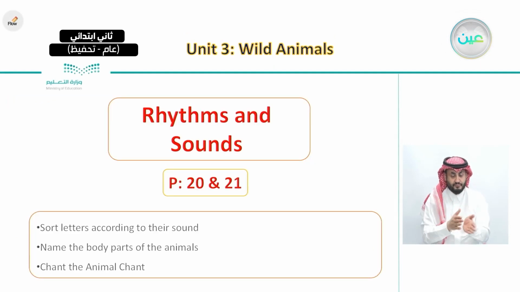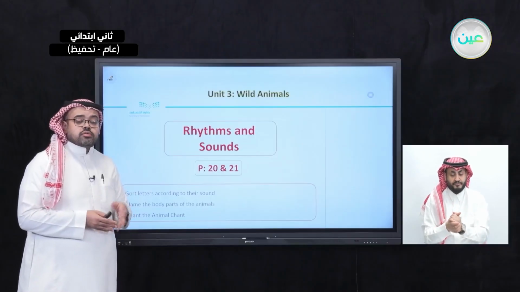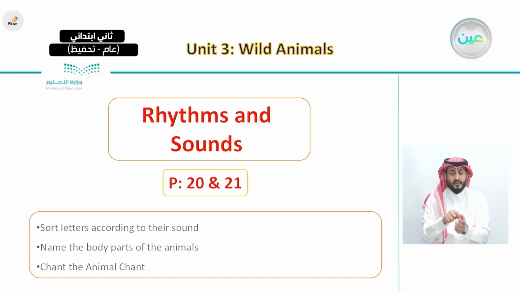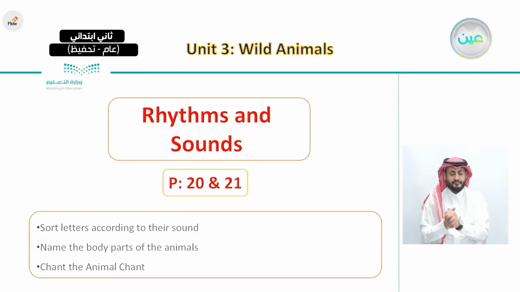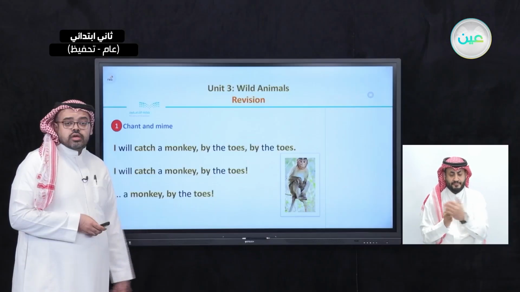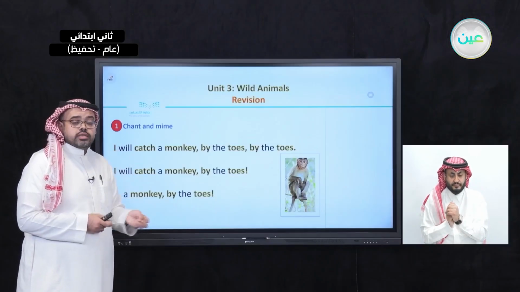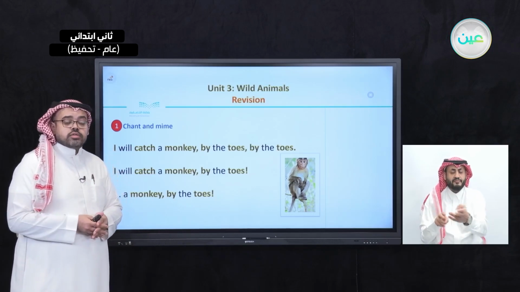And after this, we moved on to the next lesson, which is Rhythms and Sound, on pages 20 and 21. In this lesson, our goals are to sort letters according to their sound, to name the body parts of the animals, and to chant the animal chant. So what we did here in this lesson is that we listened to a chant about different animals. Now, just a quick reminder of this chant.